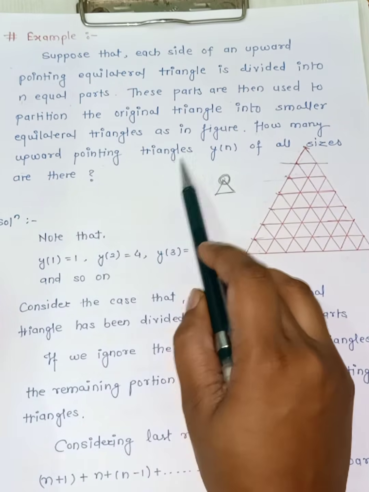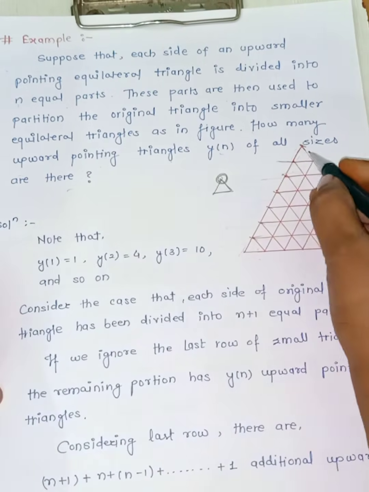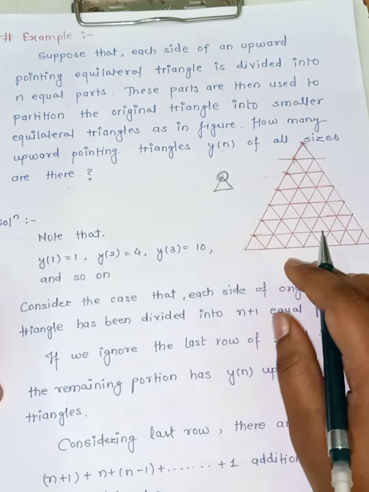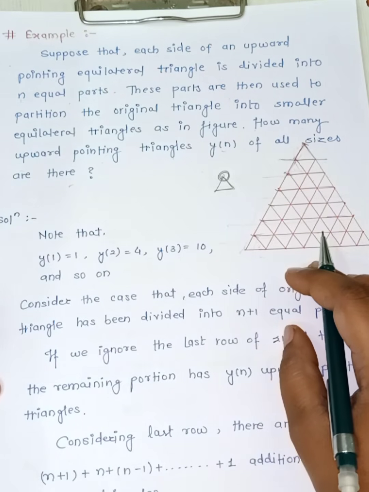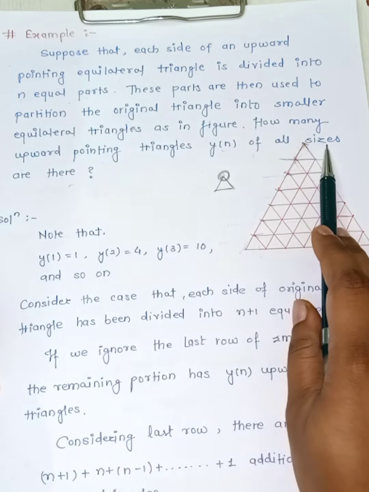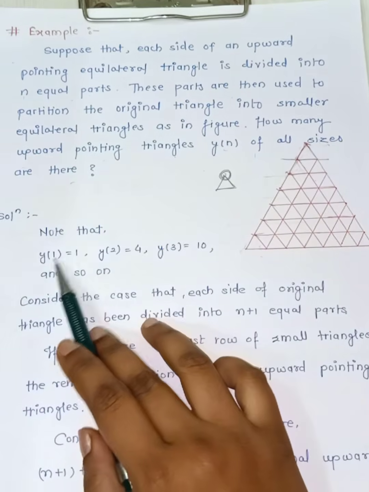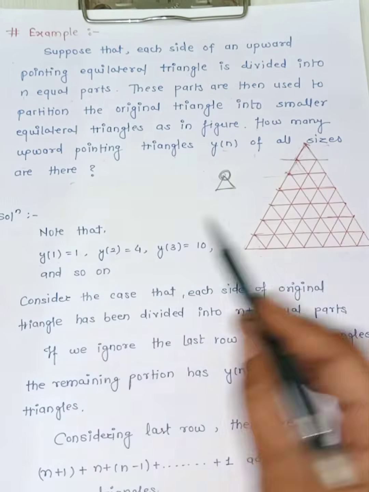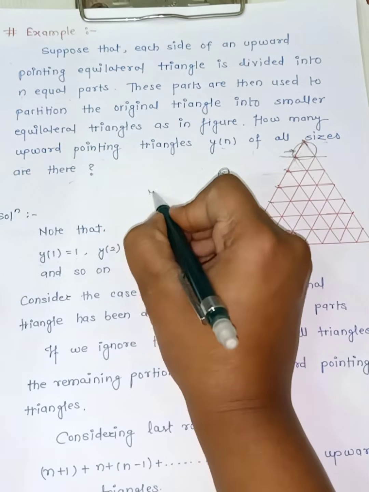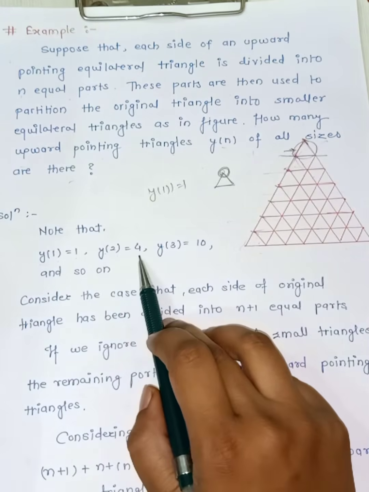देन वी हैव टू फाइंड दैट हाउ मेनी अपवर्ड पॉइंटिंग ट्रायंगल्स, दैट इज y ऑफ n, ऑफ ऑल साइजेस आर देअर। या फिगरमध्ये एक हा, दोन हे, अशा टाईपमध्ये किती अपवर्ड पॉइंटिंग ट्रायंगल्स बनतील हे आपल्याला सांगायचं, मग ते कुठल्याही साईजचे असो, ऑफ ऑल साइजेस, ओके. सो we'll see with, note that y of 1 equals to 1. आता कन्सिडर करू हा फर्स्ट, ओके. सो y of 1 equals to 1, देन y of 2 equals to 4.